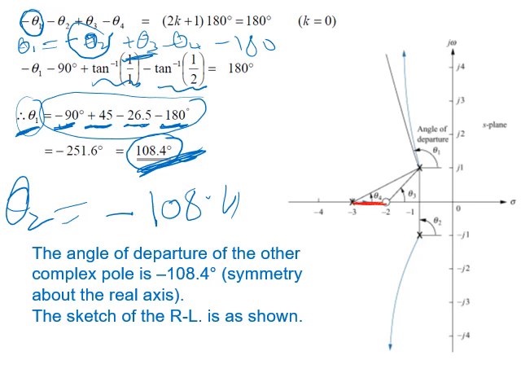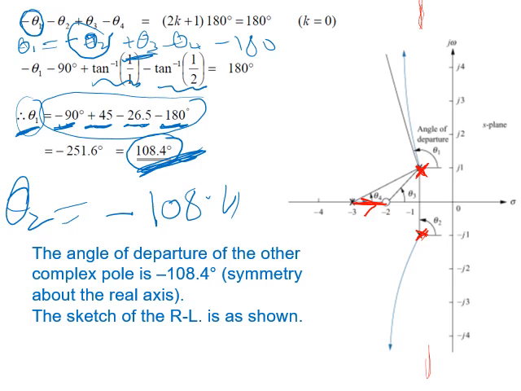So this line is to be drawn from pole to zero. That means the direction is this way. Now for this pole and this pole, they don't have zeros on the S-plane. That's why they will go to infinity. And they will go to infinity ultimately with angle of 90 and angle of minus 90. But we will start at angle 108 and minus 108.